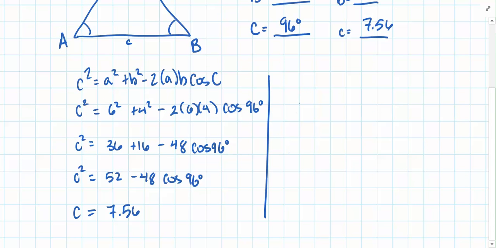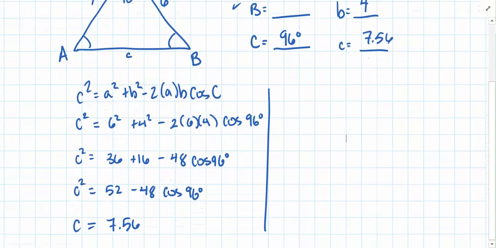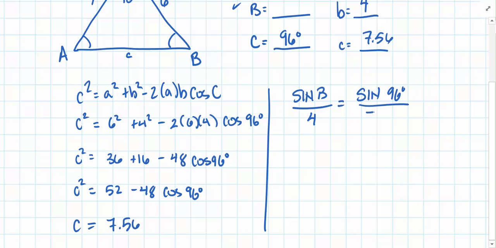So I'm going to use the law of sine actually to get b, because I have everything that I need for it. So I'm going to say the sine of b divided by 4 has to be the sine of 96 degrees divided by the answer that I just found, which is 7.56. So therefore, sine of b has to be 4 sine 96 divided by 7.56.